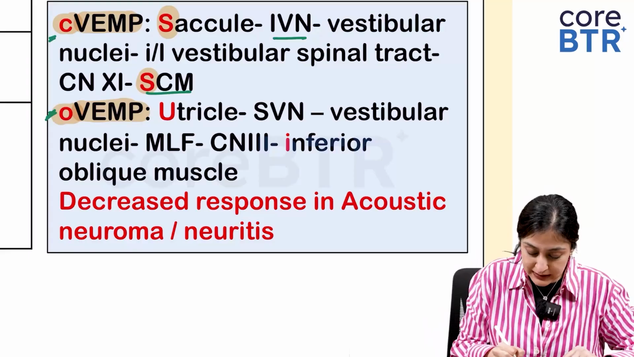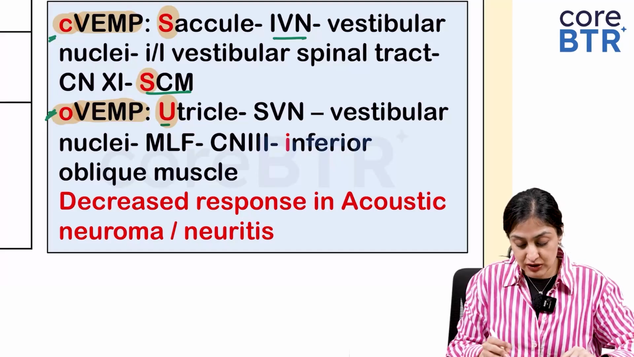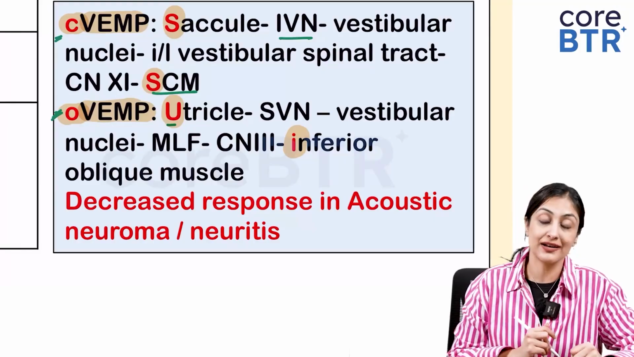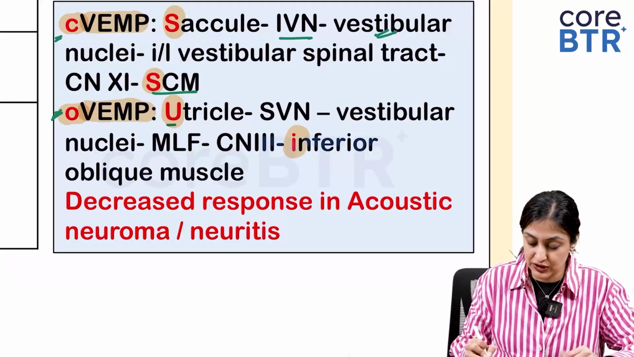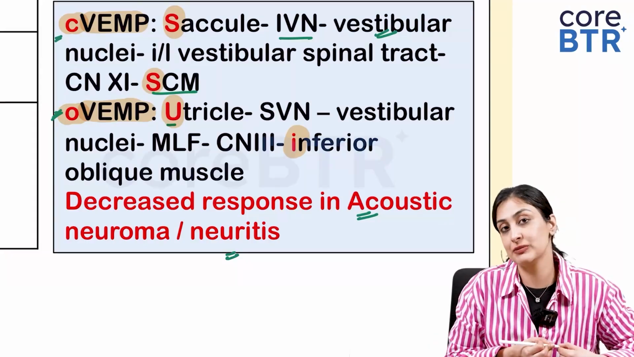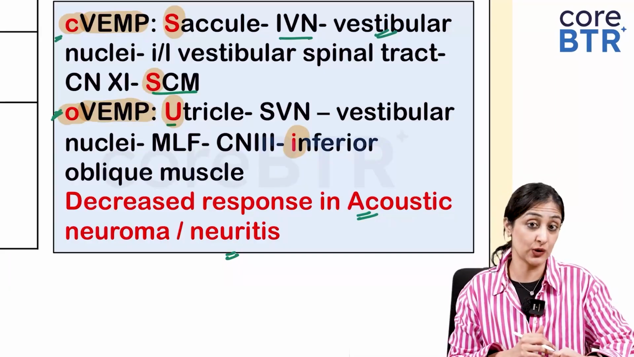So this is mediated by the utricle, goes to the superior vestibular nerve, MLF, third cranial nerve and going to the inferior oblique. Right? So you need to know these pathways, and anytime the vestibular nerve is affected, which is either acoustic neuroma or neuritis, this will be decreased. So this can be diagnostic of nerve pathologies, retrocochlear pathologies.